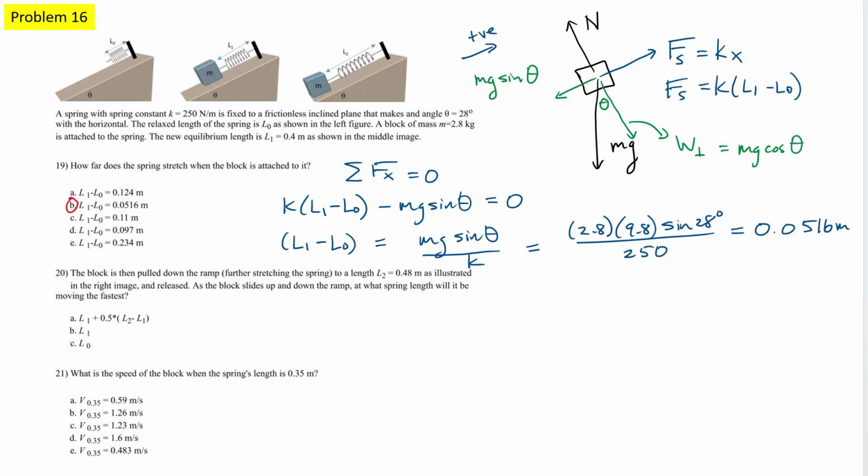Question 20 says, the block is then pulled down the ramp, further stretching that spring to a length L2 of 0.48 meters as illustrated in the right image, and released. As the block slides up and down the ramp, at what spring length will it be moving the fastest? When is it going to be moving the fastest, you think?